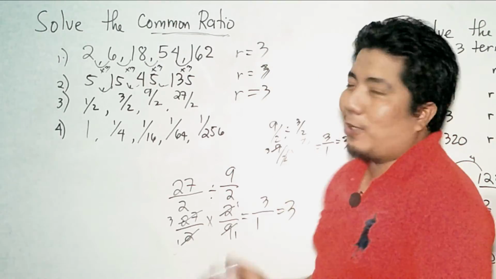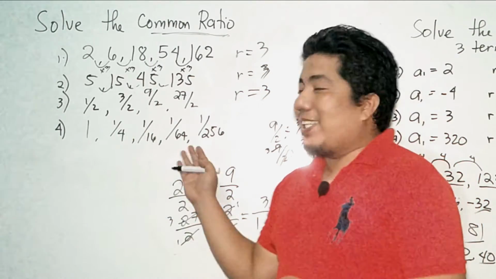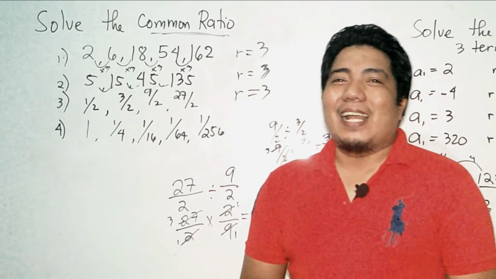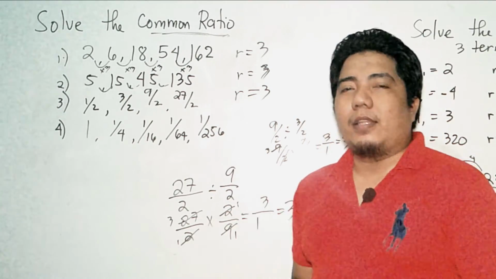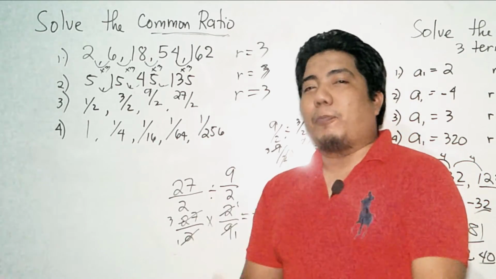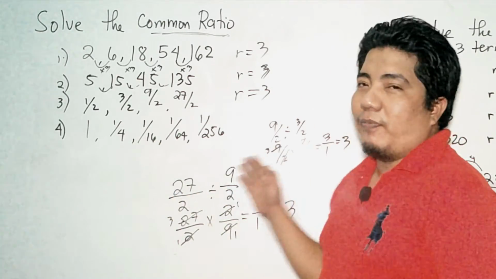Sir Ash, it's always 3. Okay, can we consider that this is also 3? Oh, that is a big no-no, my dear math learners. Never assume in mathematics. Always try your best to solve every problem. Okay, now let us go to the final example.